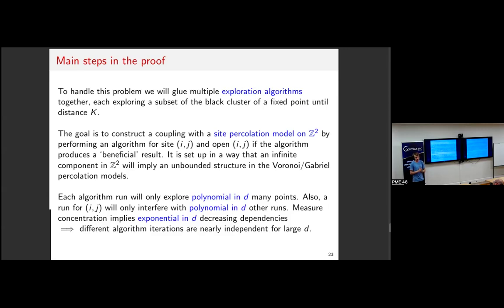So yeah, if you just have polynomially many connections that you explore, and only polynomially many other exploration algorithms that you can interfere with, this would then mean that for large dimensions, those exploration algorithms will only have a small interference with one another, and then you basically get a lot of nice trees and nice branching structures where the connections are nicely behaved, and you can work with that.